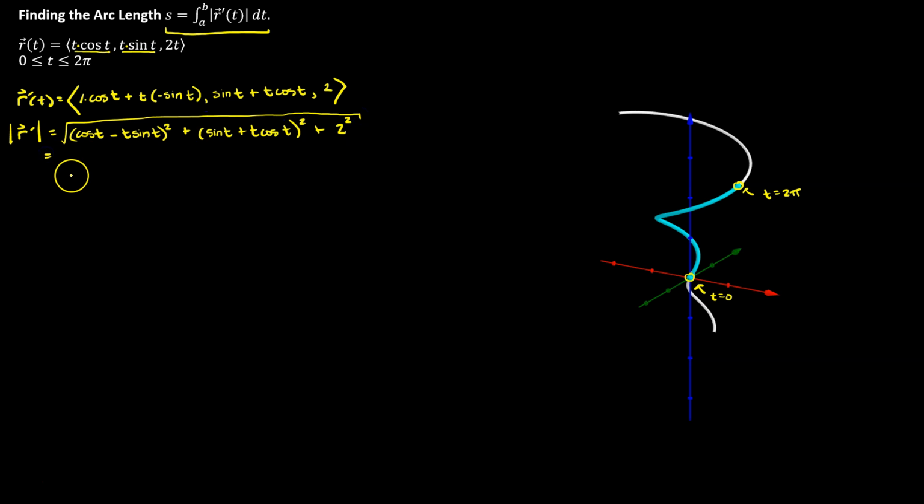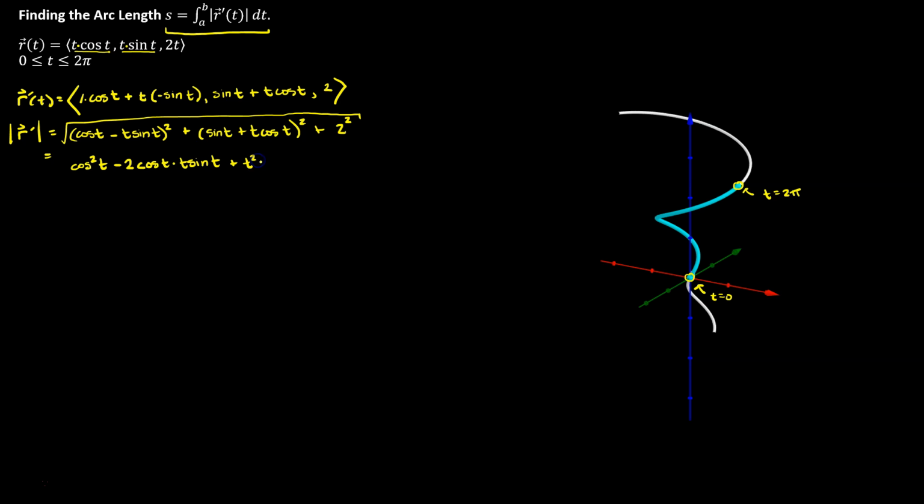Now at first glance, this looks pretty gnarly. We've got a binomial squared, another binomial squared. We need to multiply those out to see if we can simplify any of this. So let's go for it. Cosine t minus t sine t, when we square that, that uses the pattern of a perfect square binomial. So the first term squared minus 2 times the first term times the second term, and then plus the last term squared.